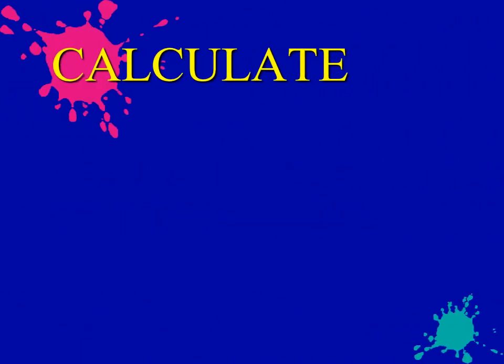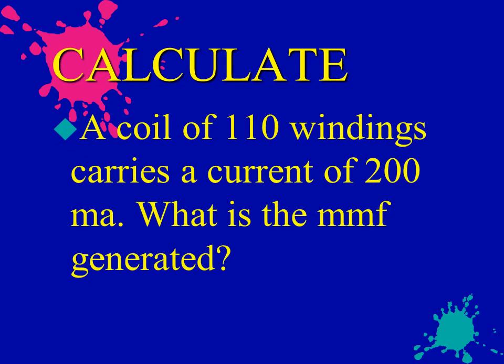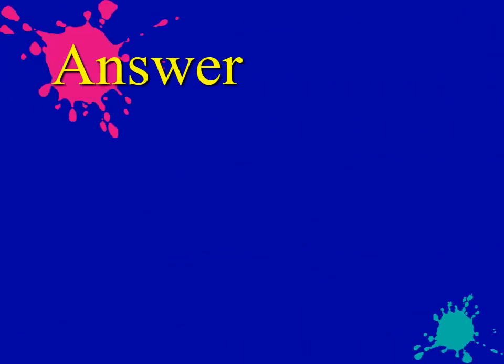Do the following calculation. A coil of 110 windings carries a current of 200 milliamperes. What is the MMF generated? Stop the presentation quickly and work it out for yourself. Answer is 22 amperes per turn.